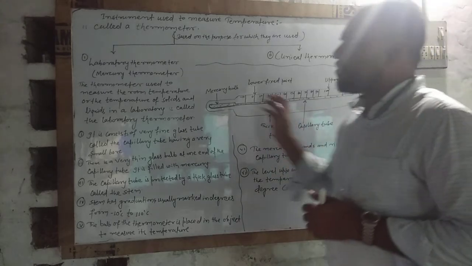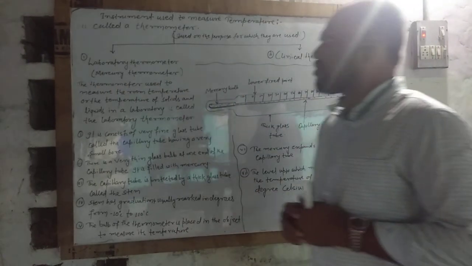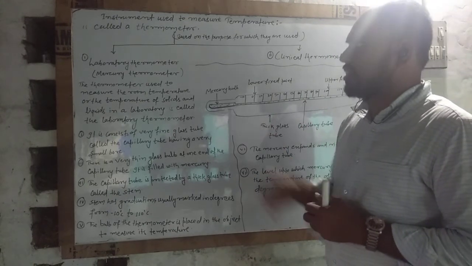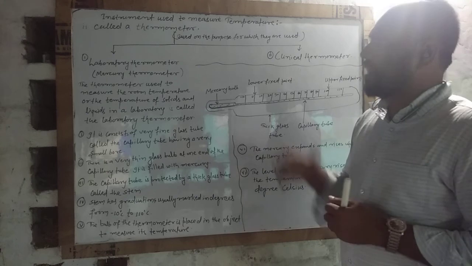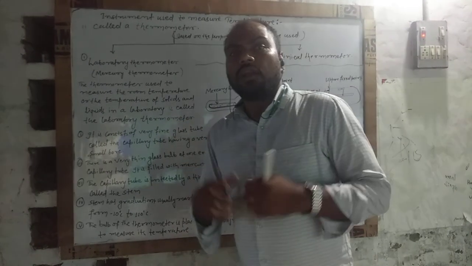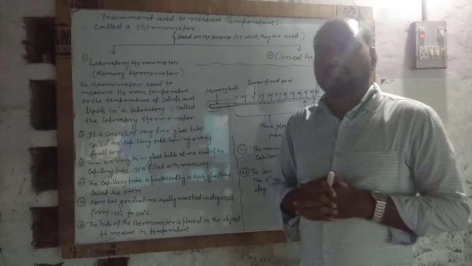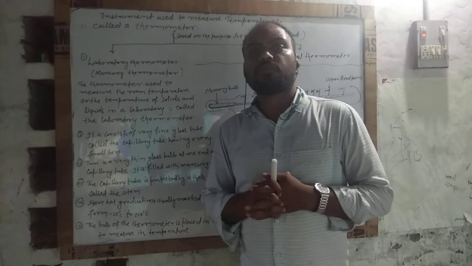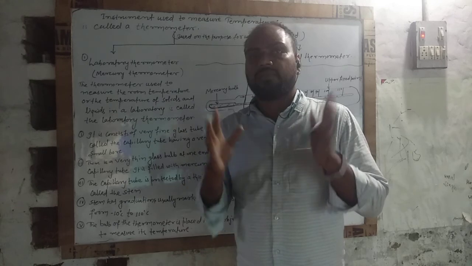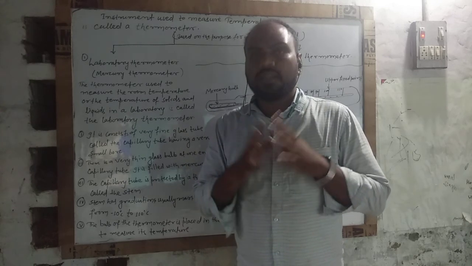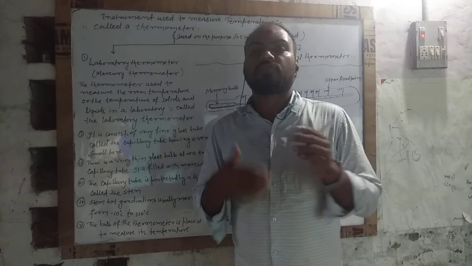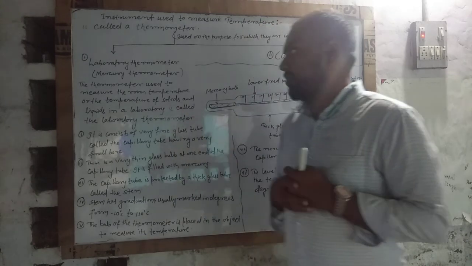Now come to the point. The thermometer used to measure the room temperature or the temperature of solids and liquids in a laboratory is called a laboratory thermometer. It means the laboratory thermometer is an apparatus used for measuring the temperature of a substance in the solid or liquid phase. It is basically used in a laboratory, that's why it is called a laboratory thermometer.